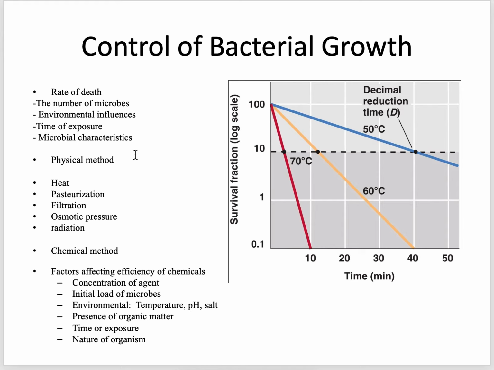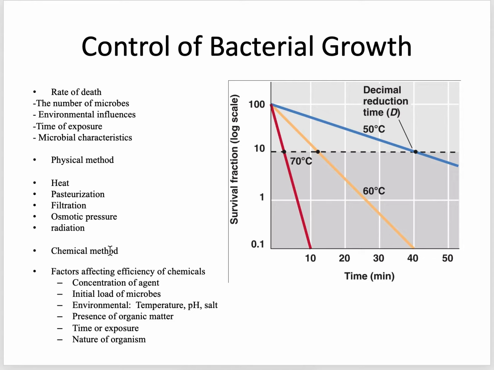And this reduction of the number of bacterial cells, we can also express mathematically, and we call it the rate of death. The rate of death means the decrease in the number of bacterial cells in a certain time. Now, the rate of death. Say, for example, you want to use a physical method or chemical method to kill bacteria.